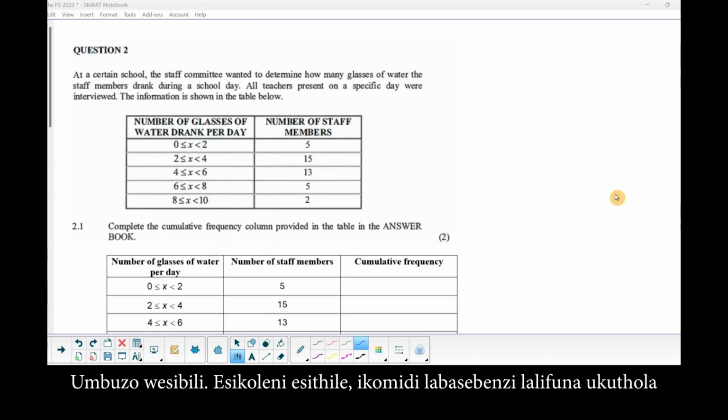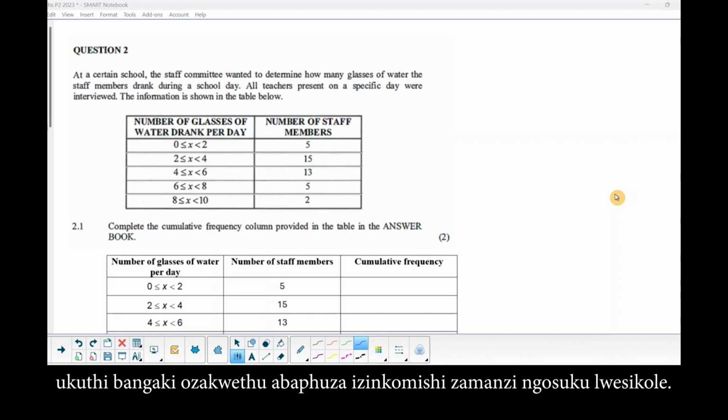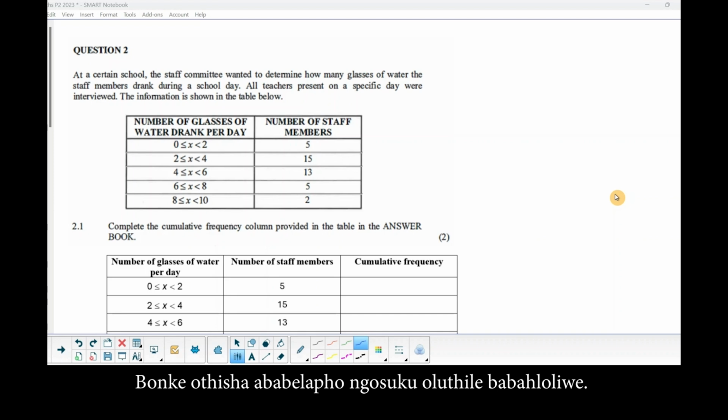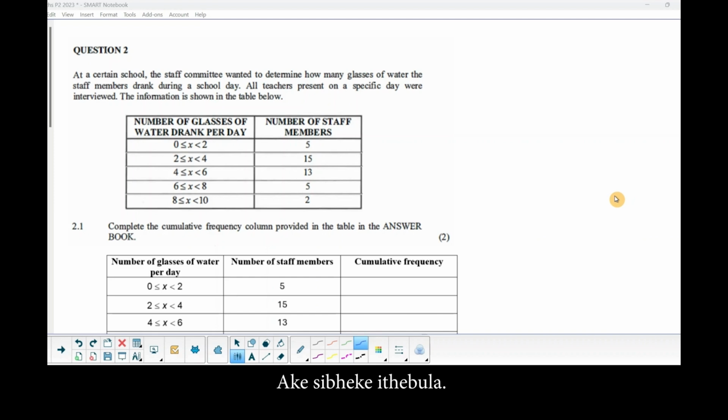Question 2. At a certain school, the staff committee wanted to determine how many glasses of water the staff members drank during a school day. All teachers present on a specific day were interviewed. The information is shown in the table below. So let's have a look at the table.